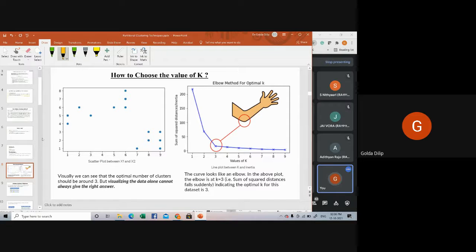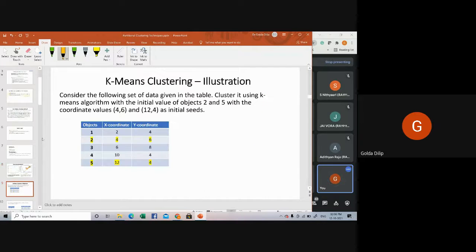How to choose the value of K? There is one more technique called the silhouette method for choosing K, but the most popular method is the elbow method, and this is not advanced data mining or advanced machine learning, so I just gave you the most popular one. The elbow method for choosing K. Then I gave you a simple illustration of K-means clustering.